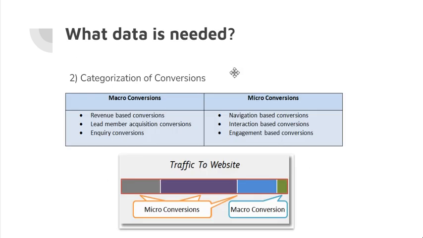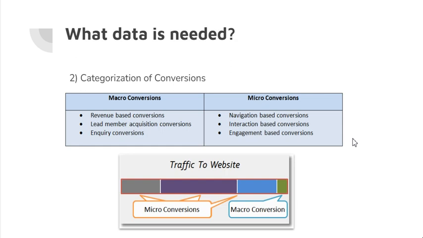And next, we need to understand the categorization of conversions. It could be a macro conversion, which is a revenue based conversion, or a lead, member acquisition, or inquiry conversion, or it could be micro conversions, which could be navigation based, interaction based, or engagement based conversions. Now, when we are speaking of macro conversions, it basically implies a completion of a purchase, right?